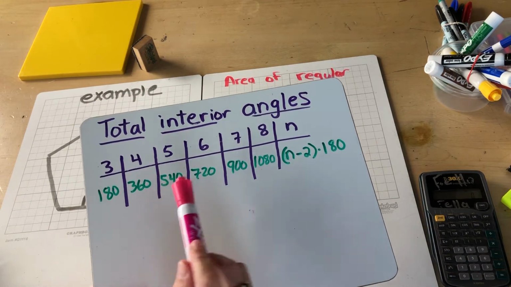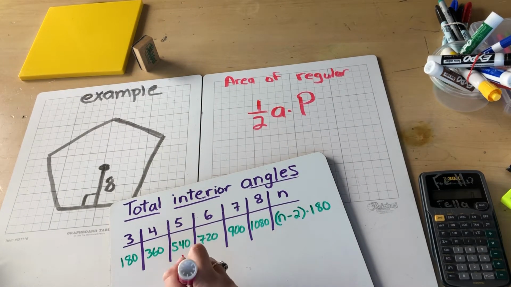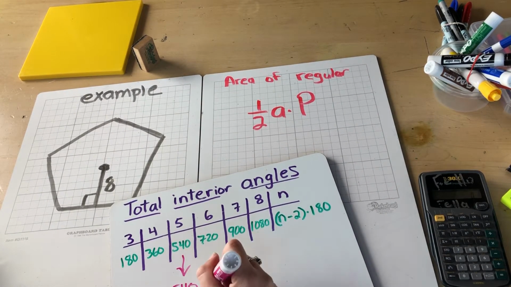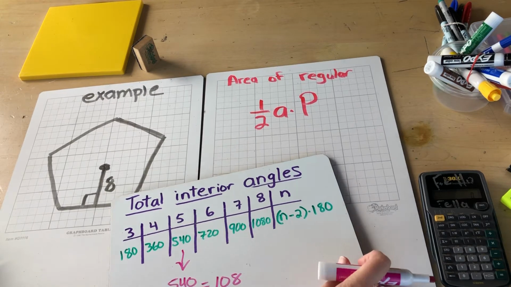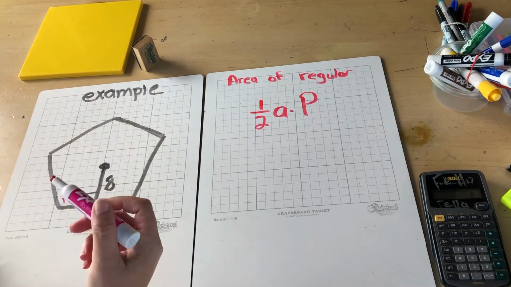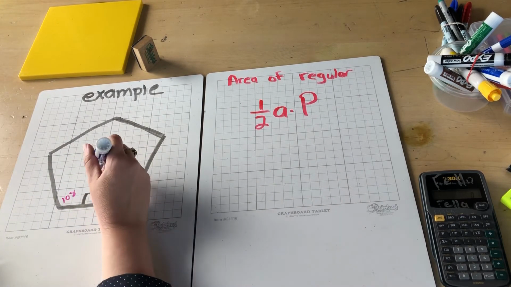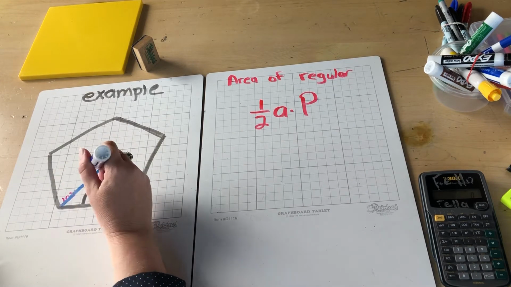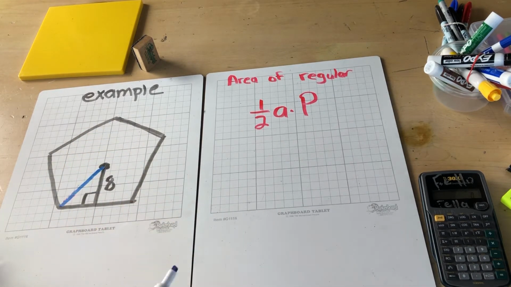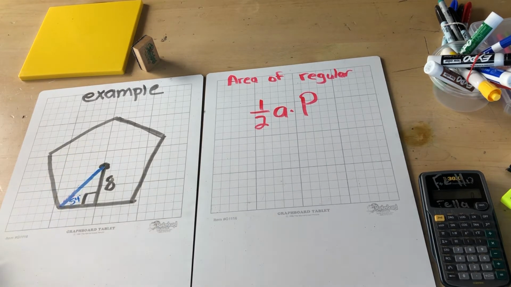So I've got 5 sides. So we're going to do 540 divided by 5, which is 108. Now, that 108, don't forget, once you draw in a hypotenuse, that 108 does split. So 108 divided by 2 is 54 each. So this little angle here, can you see that, is 54 degrees.